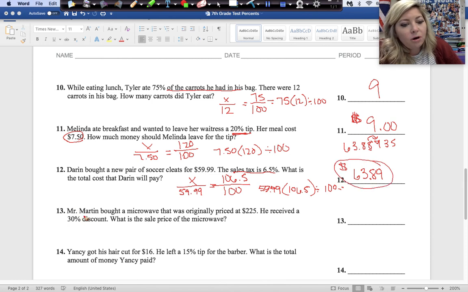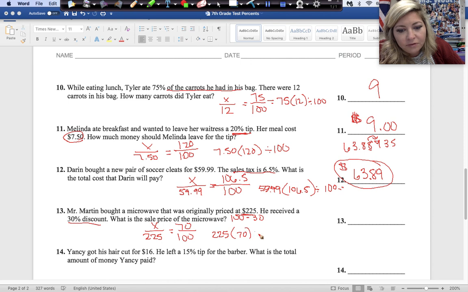Okay, Mr. Martin bought a microwave that was originally priced at $225. He received a 30% discount. Discount we take away from 100. So 100 minus 30. Okay, so that gives us 70. Our percent always goes over 100. Okay, and then we got the 225 on bottom. So 225 times 70 divided by 100.